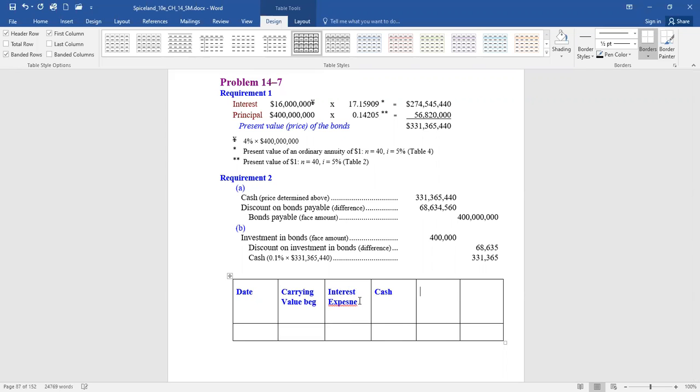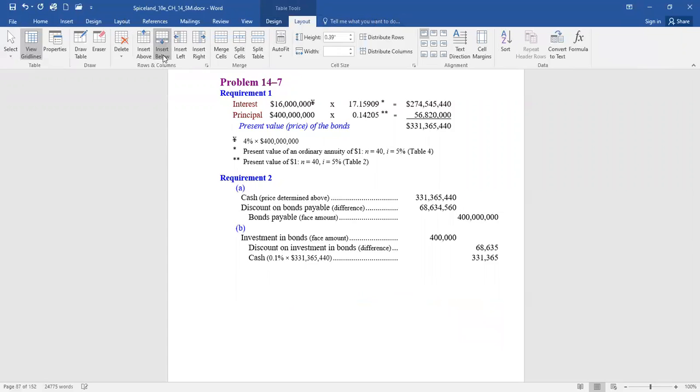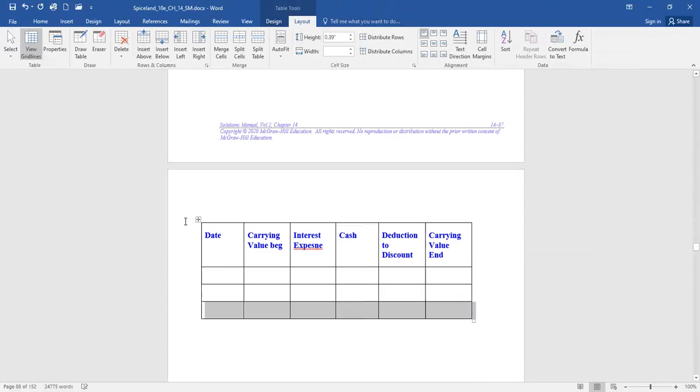Okay. Cash. Deduction to discount. Okay. And then carrying value, end. We could probably add 1 or 2 more columns here. But essentially what this does is, drop down here, it is keeping track of how much discount, in this case, we're writing off. And it's a special type of calculation.